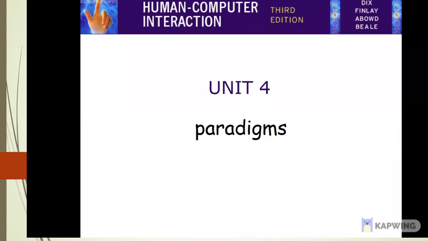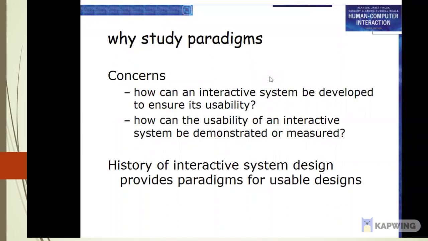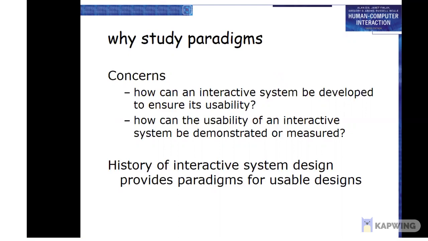Today we will go for unit number 4, that is paradigms in ubiquitous computing. So why study paradigms? What are the concerns of paradigms? What is human-computer interaction? How will a human interact with the computer, that we have to study. So why are paradigms required? What are the concerns of paradigms?